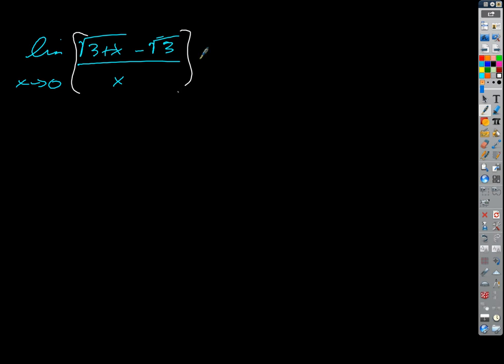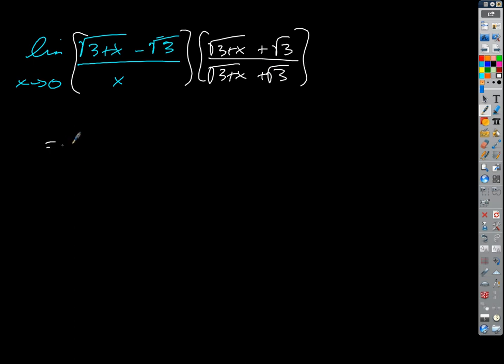So am I going to multiply top and bottom by root of 3 plus x plus the square root? Okay, everybody agree? And so that's going to equal, what am I going to get on the top?